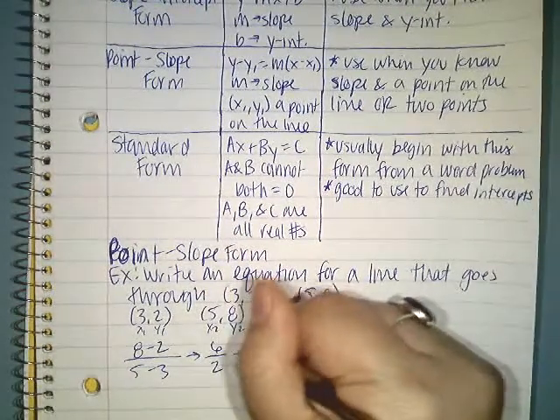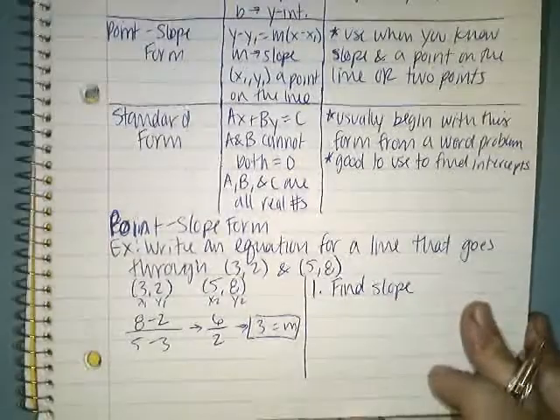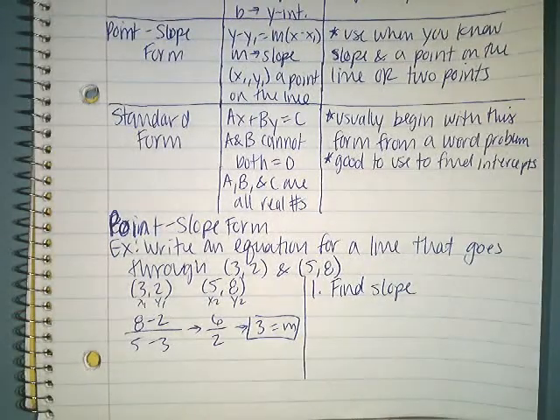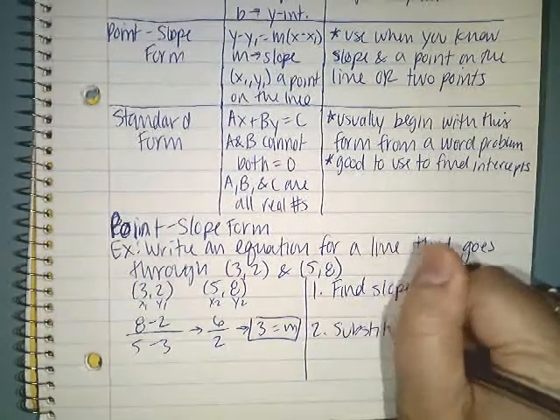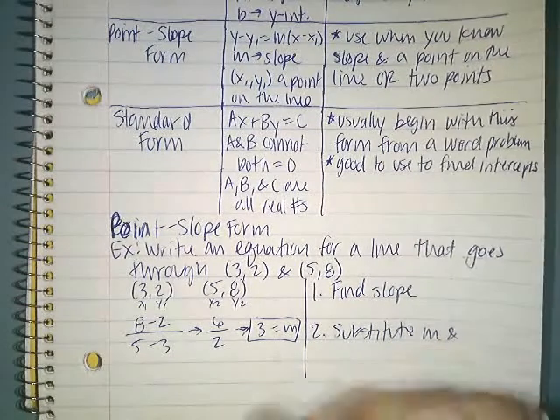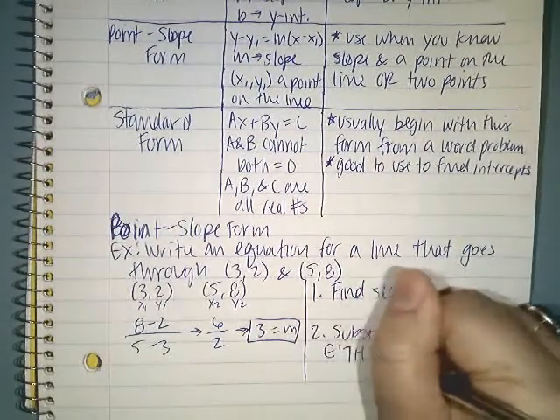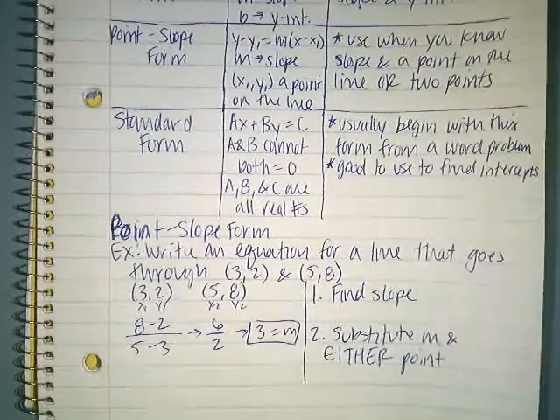6 divided by 2 is 3, so my m value is 3. So I now know my slope. Now this part is really easy. All I need to do is substitute. And when I substitute m, I can use either point, so I get to choose one or the other to substitute in for x1 and y1.